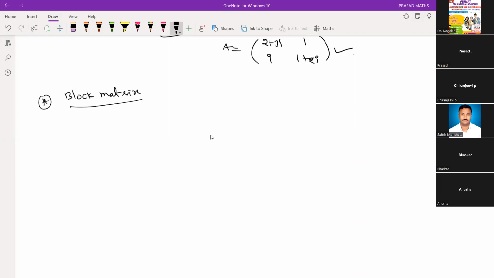Block matrix. What is meant by block matrix? Anybody? What do you mean by block matrix? A matrix partitioned into some small matrices.